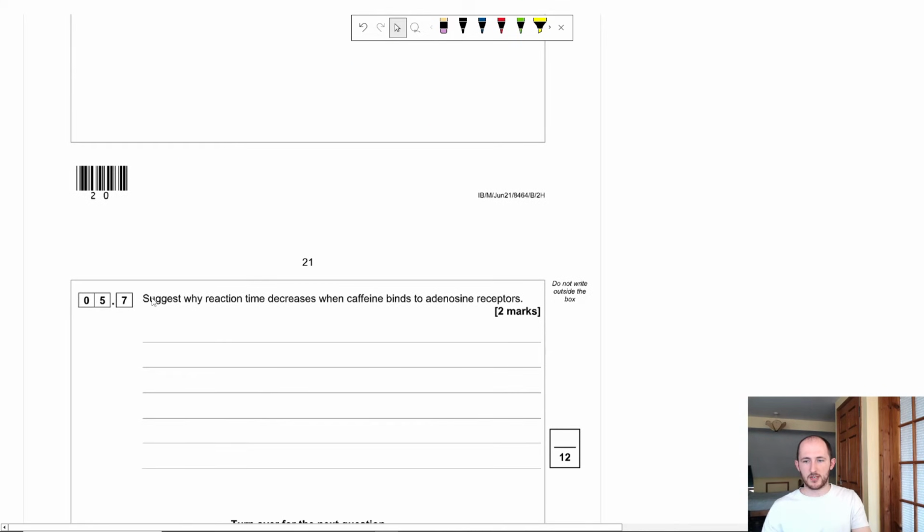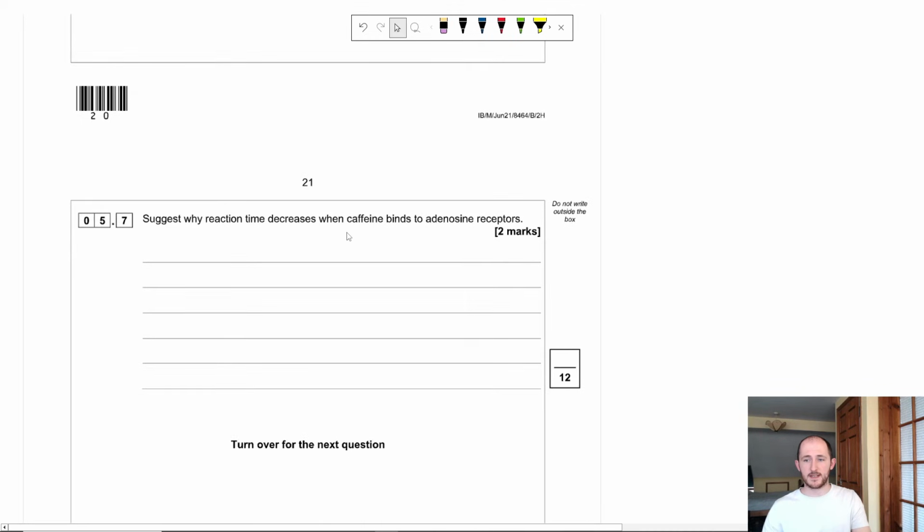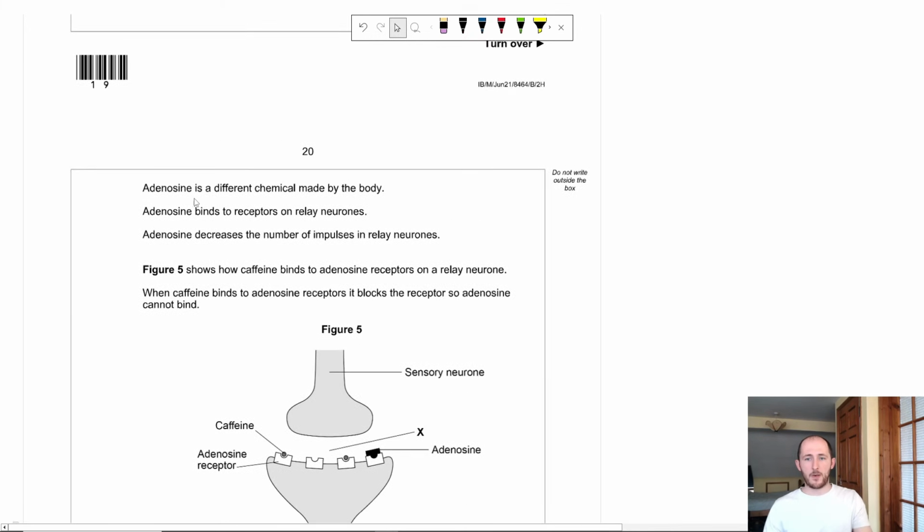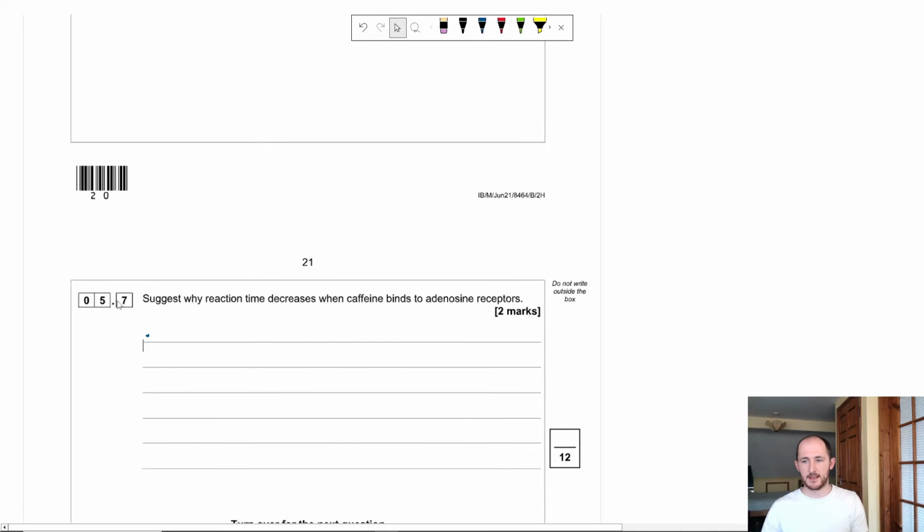And 5.7 says just suggest why the reaction time decreases when caffeine binds to the adenosine receptors. Well, it's as I just said. Now, they do like to do this where they introduce chemicals you may have never heard of before, but they explain what they do. Adenosine decreases the number of impulses in relay neurons. Okay? So if caffeine is preventing them from binding, then it can't decrease the number of impulses. That's how it causes reaction time to decrease.